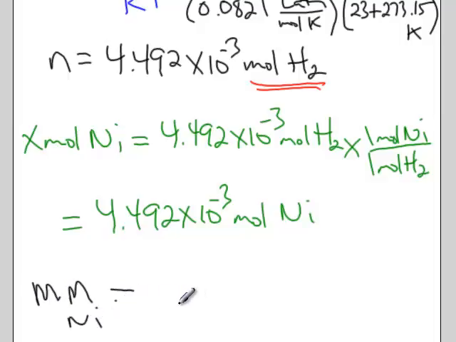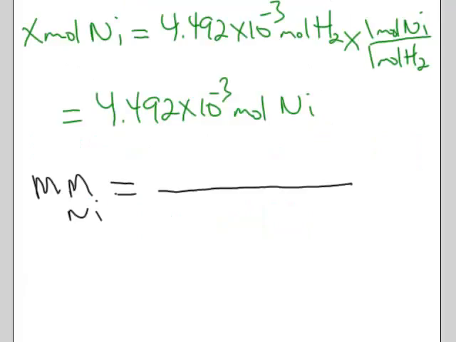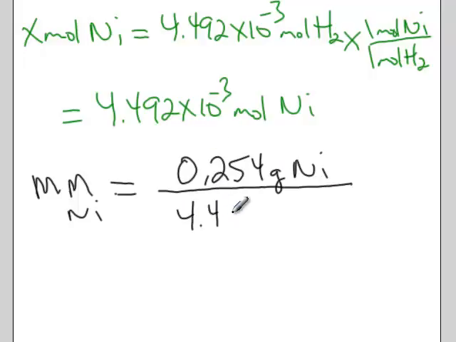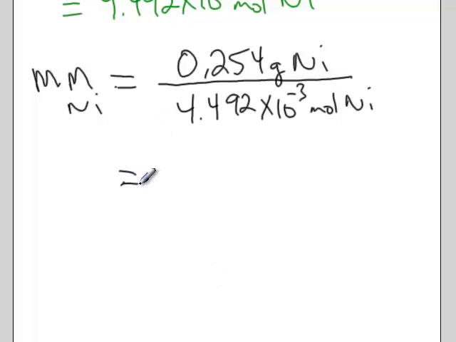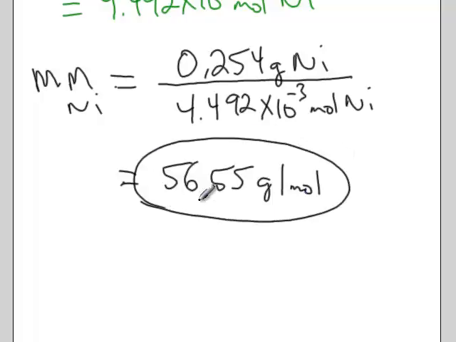So now we have our 2 parts for the molar mass of nickel. The grams of nickel given in the problem, 0.254 grams. The moles, 4.492 times 10 to the negative 3. And when we divide those two, we'll get an answer of 56.55 grams per mole, which is close to the periodic table value, 58.69.